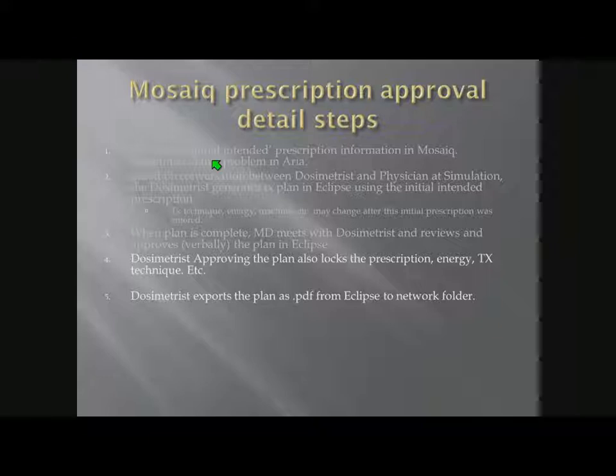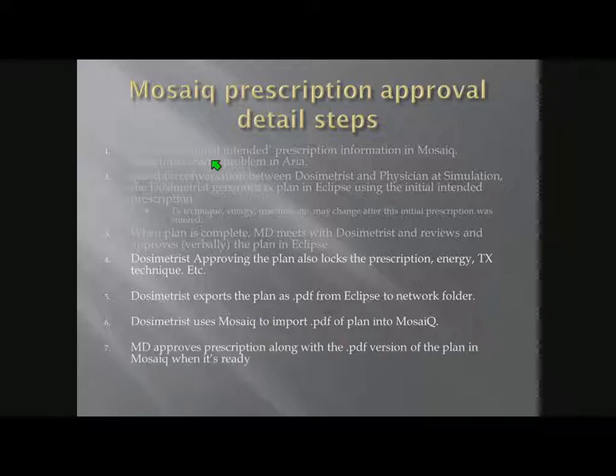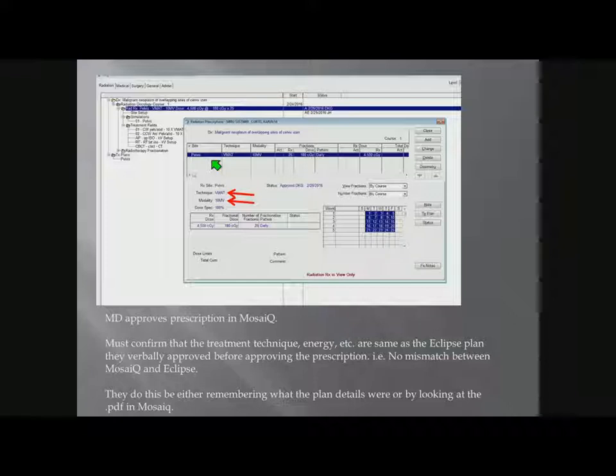So at that point, the dosimetrist exports the plan as a PDF from Eclipse to a network folder, and as James was describing earlier, for some of these other workflows, similar to theirs, the dosimetrist will then use Mosaiq to import the PDF into Mosaiq, and then the physician approves this PDF document. That is basically how it works in our environment, and this is our official plan approval. Obviously, there are some extra steps, and this is potentially problematic.